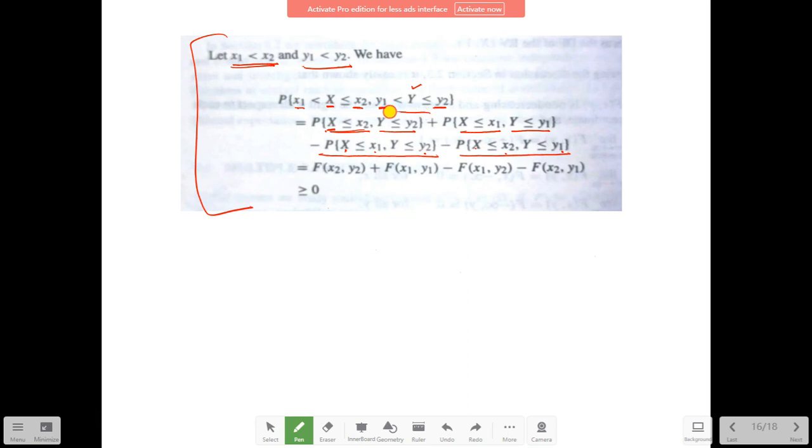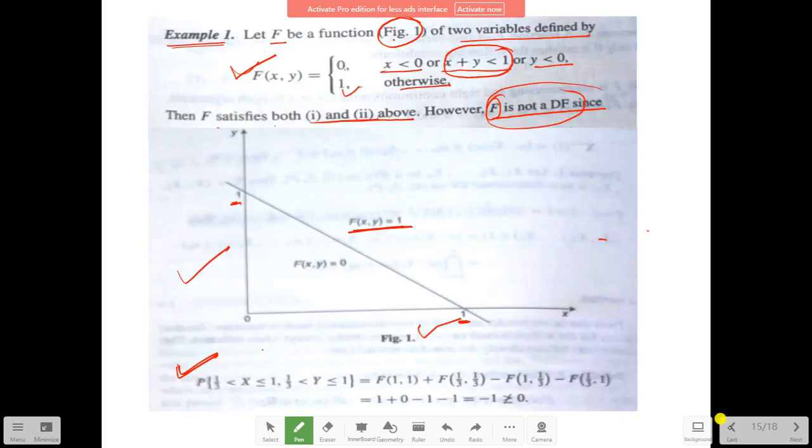Then this expression is denoted by f of x2 comma y2, that is this one, and this expression is denoted by f of x1 comma y1, that is on both variables, and this term is denoted by minus f of x1 comma y2, and the last expression is denoted by minus f of x2 comma y1, which is greater than or equal to 0. That is, if this condition is satisfied, then function f is a distribution function.